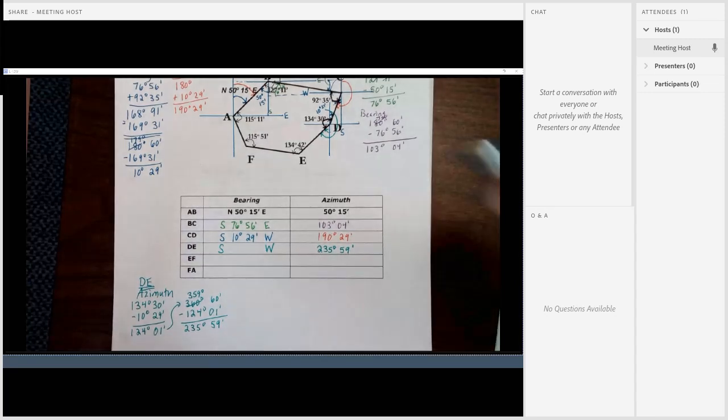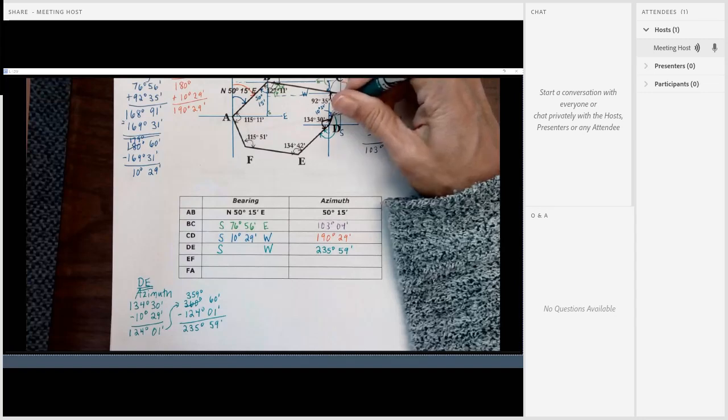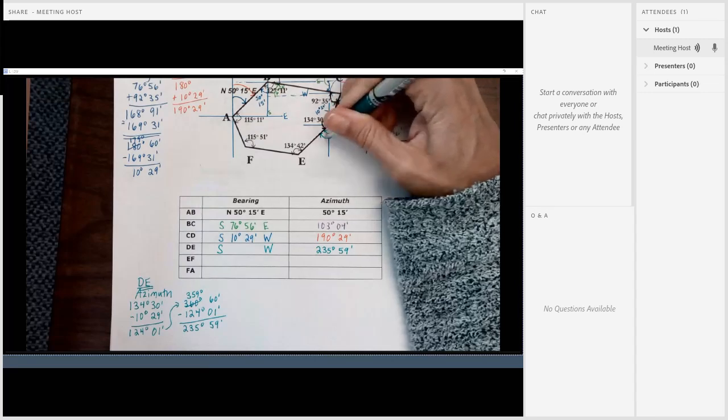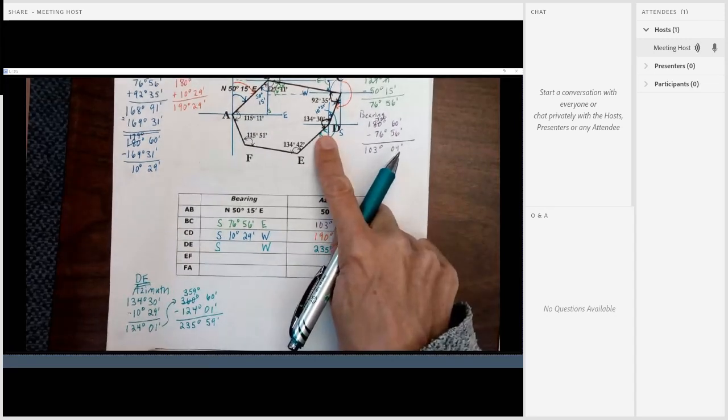All right, and again, I found that using the alternate interior angles. I knew this small angle here from that bearing of CD, so I knew that that small angle had to be the same measurement. I subtracted that small angle measurement off from this total interior angle. And then I can figure out that azimuth by taking 360 and subtracting that piece that's not part of the 360 degrees. But I still need to find this bearing here, that little piece.